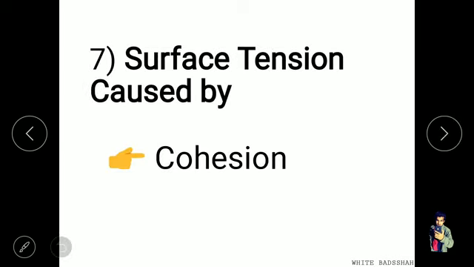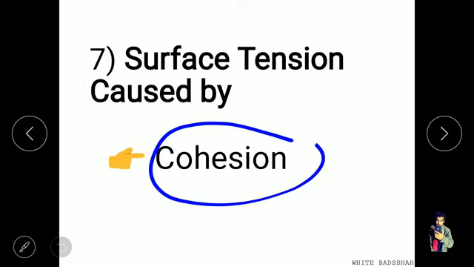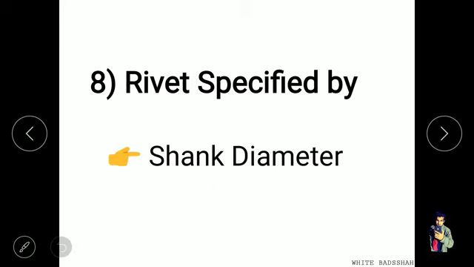Now, surface tension is caused by cohesion forces. The molecules of the same substance have attraction forces, which are known as cohesion forces. A rivet is specified by its shank diameter.